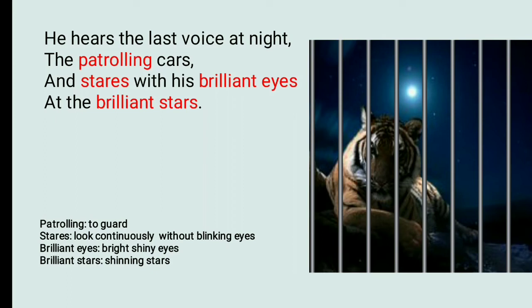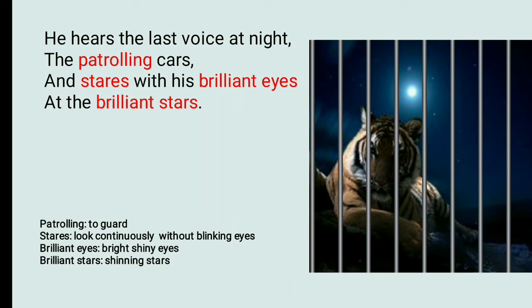Now children, see the last stanza. He hears the last voice at night, the patrolling cars, and stares with his brilliant eyes at the brilliant stars. Patrolling means guarding, looking, taking care of the people at night time. Police do the patrolling. So here also some guards are patrolling at night, and their carts are producing some noise. That noise is heard by the tiger, who is sleeping, or you can say who is sitting in his cage at night time.